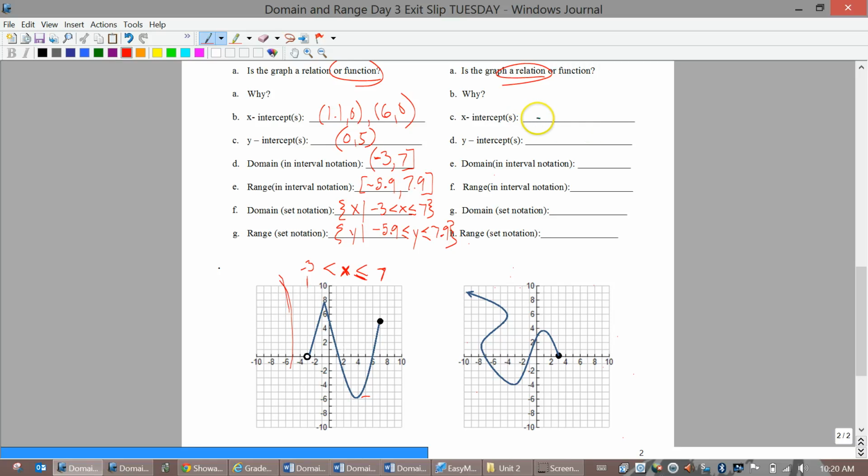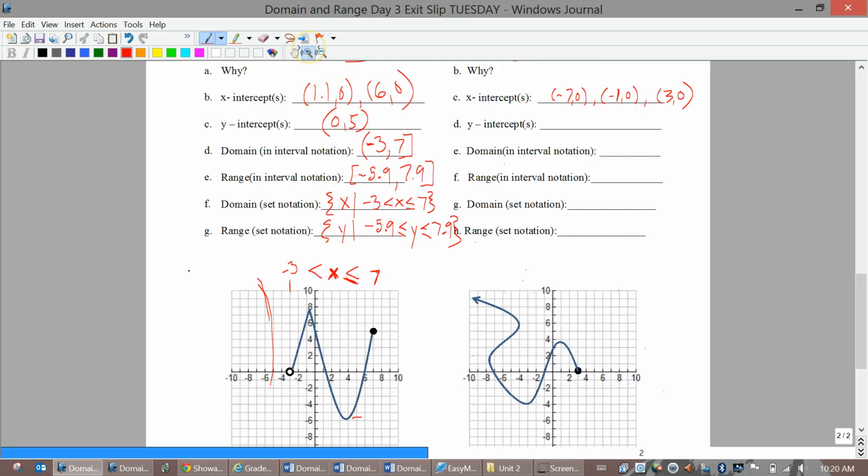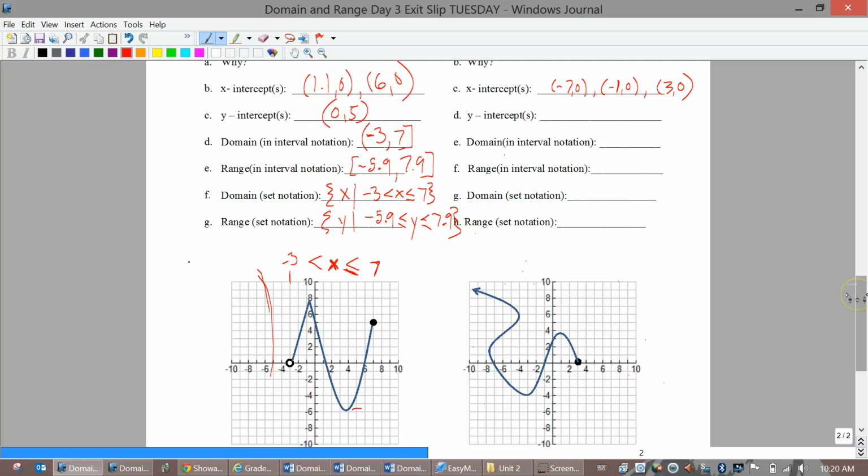Okay, x-intercepts. There's 3 of them. Is that -7, 0? Yeah, -7, comma 0. Y-intercept, 0, 3. Domain goes forever to the left and then stops at 3, so it's a bracket. Right. Range goes all the way down to -4, gets there, goes up forever.